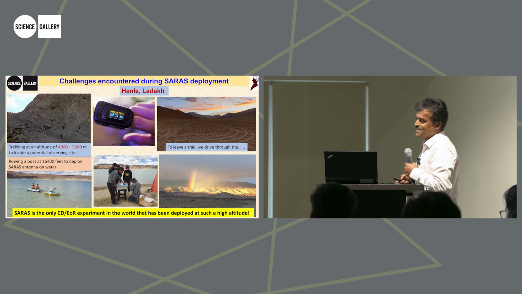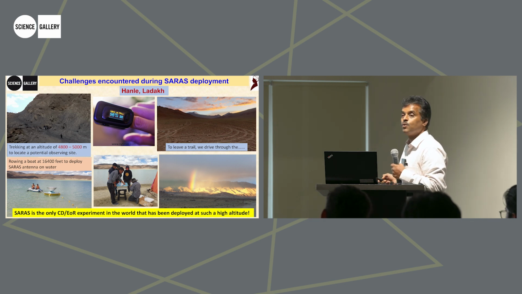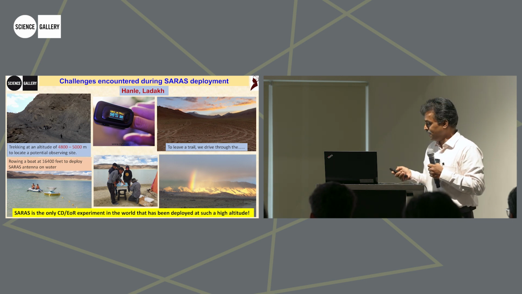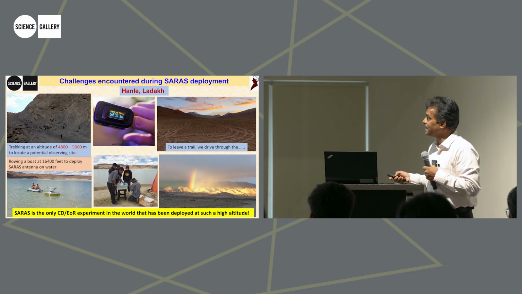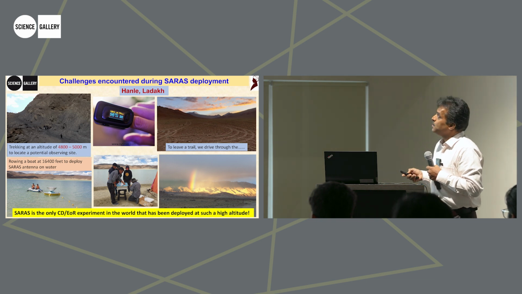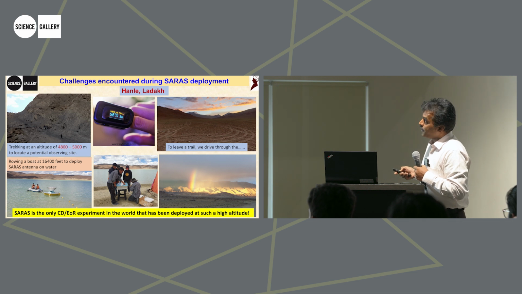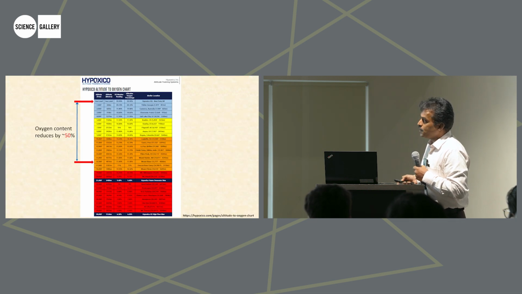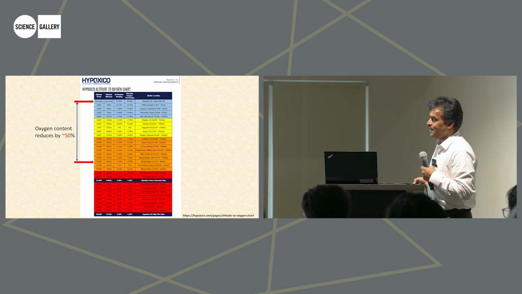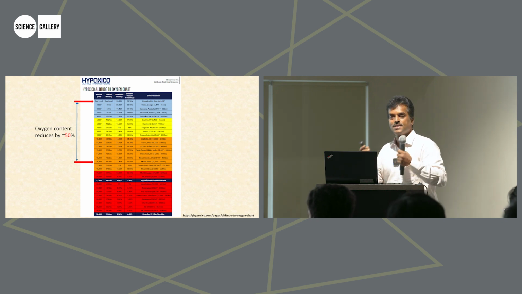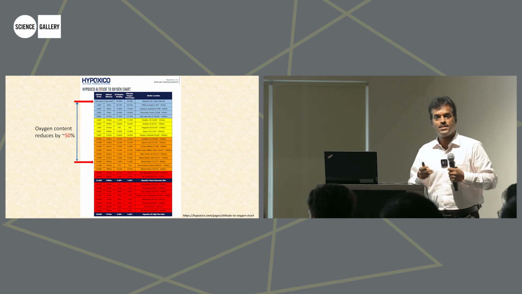You may be wondering why this pulse oximeter, which became so famous or infamous, depending on how you see it, during COVID time, is pictured here. The reason is this. At sea level, the percentage of oxygen in the air is about 20.9, or say 21%. As you go to the peaks of Hanle and deploy the SARAS equipment at around 16,000 feet, it almost reduces by half.